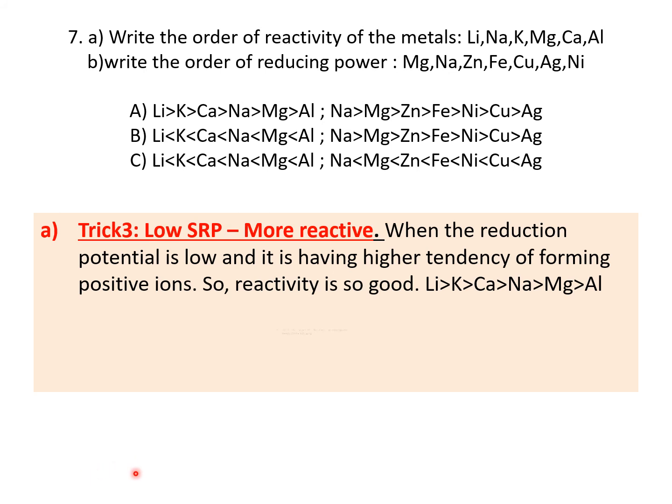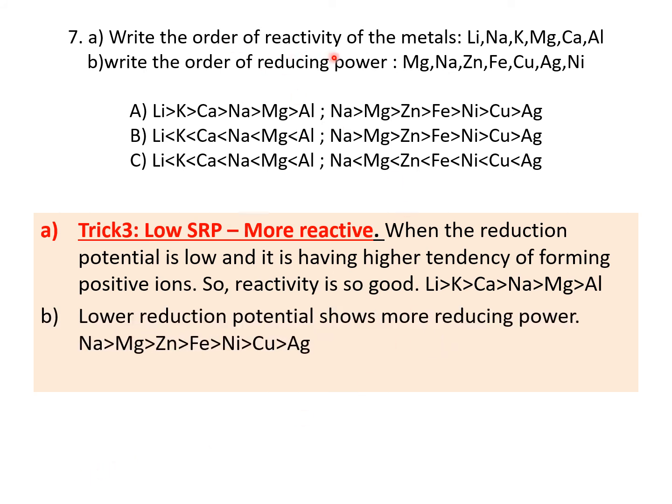And for B, write the order of the reducing power. The reducing power is, as I said earlier, the reducing agent. If it is a reducing agent, oxidation takes place, and oxidation means lower value. Metals are also having lower values. The first metal is lithium, and then sodium, magnesium, zinc, iron, nickel, copper, and then silver. This is the way we need to write it. The answer for this is A.